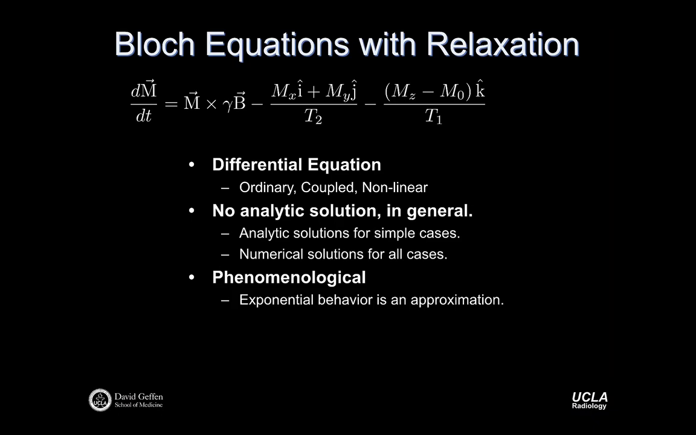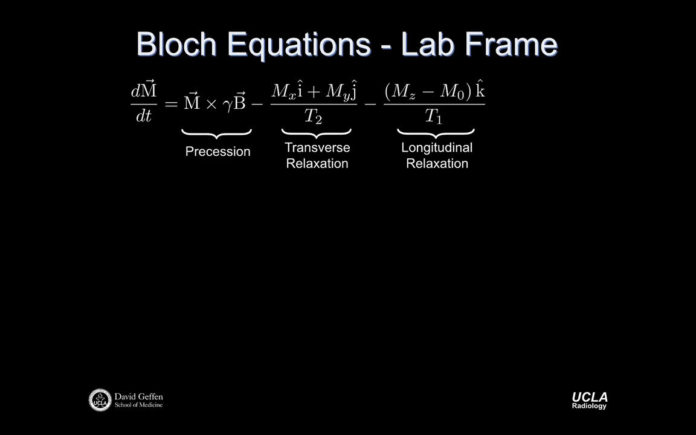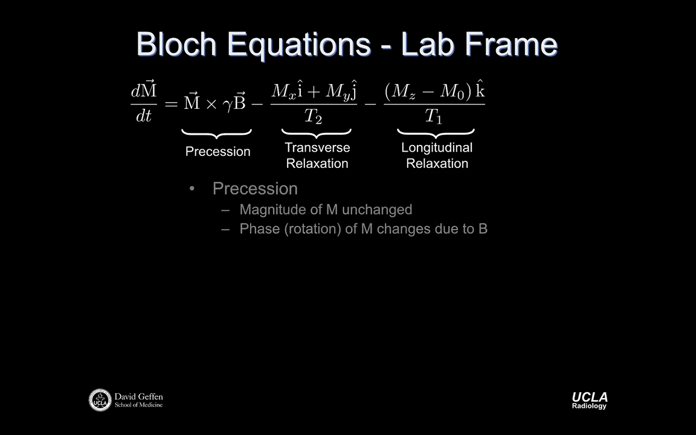They do a really good job. There are exponential functions in nature for a reason, right? But they don't exactly capture the underlying spin physics, if you will. Nevertheless, we use them widely, and they work exceedingly well. So just quickly going through the terms, we know that the first term gives rise to precession. The second term is so-called transverse relaxation, the decay of the MX and MY components. And the third term is longitudinal relaxation.